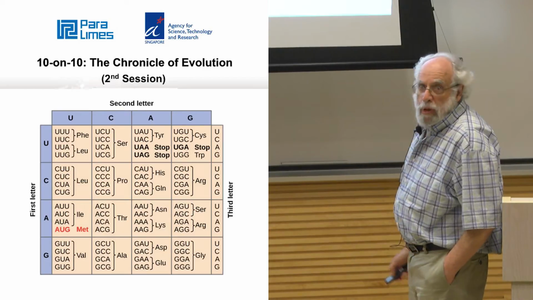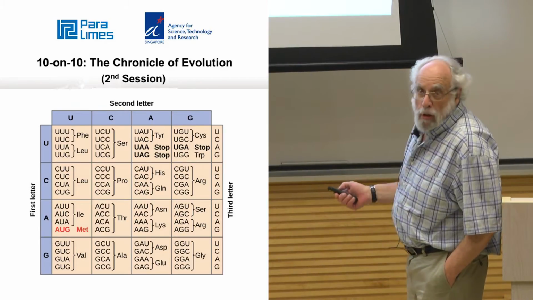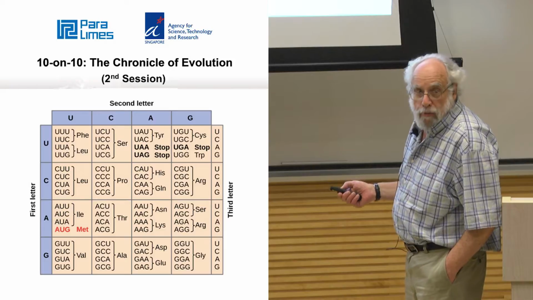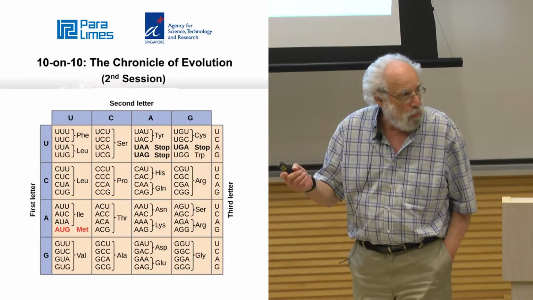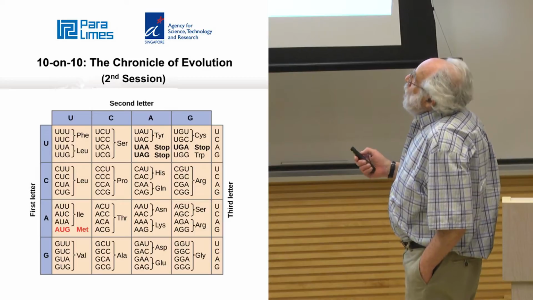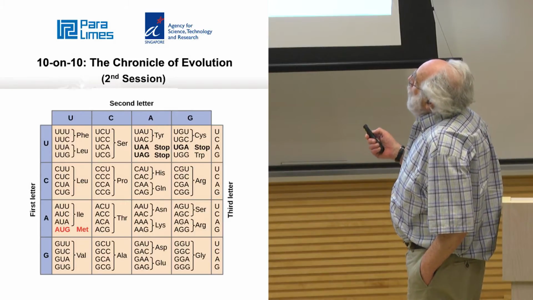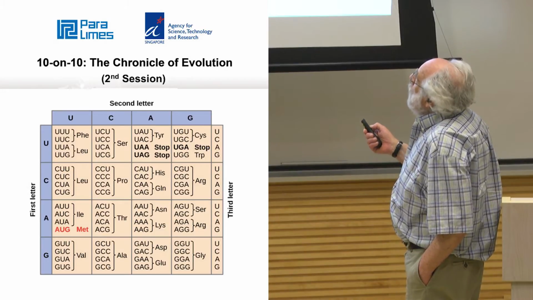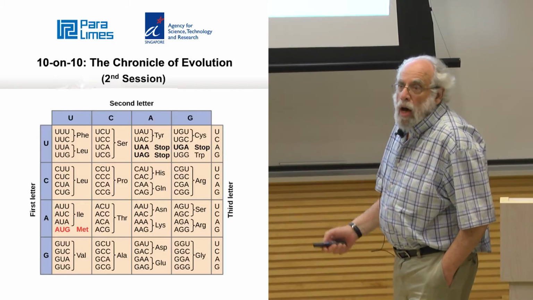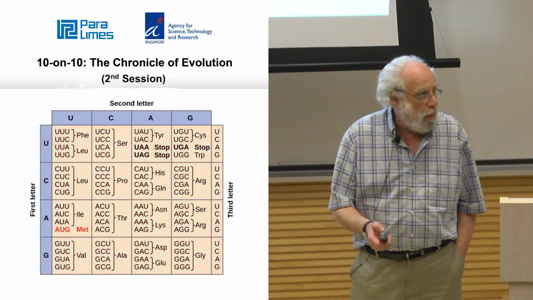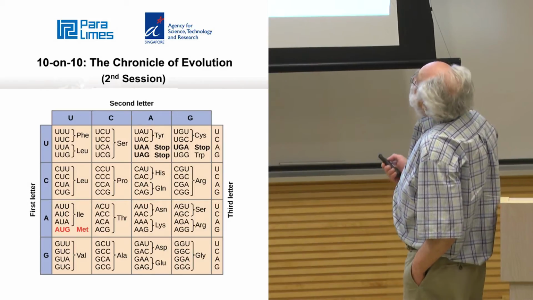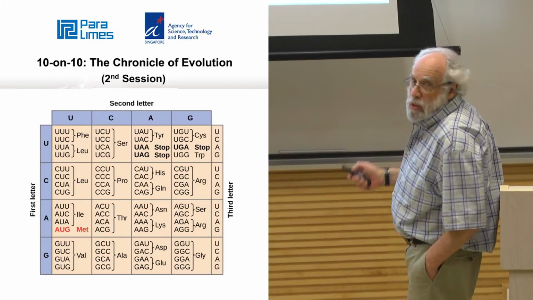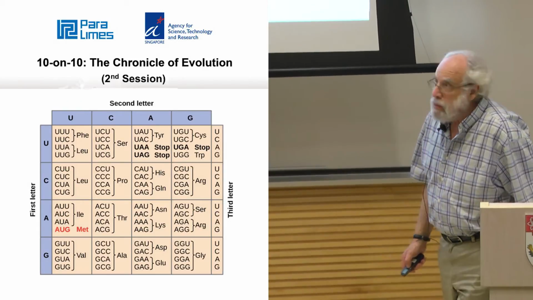U, which has the middle base, is all hydrophobic. Phenylalanine, leucine, isoleucine, methionine, valine. Those are the hydrophobics I showed you. If we go to A, it's glutamic acid, aspartate, lysine, asparagine, glutamine, histidine, and tyrosine. These are hydrophilic. They love water. This one is the neutral one, alanine, threonine, proline, and serine. These are the neutral amino acids.